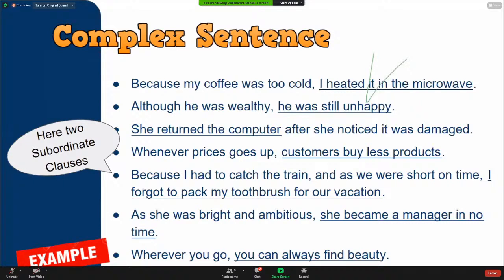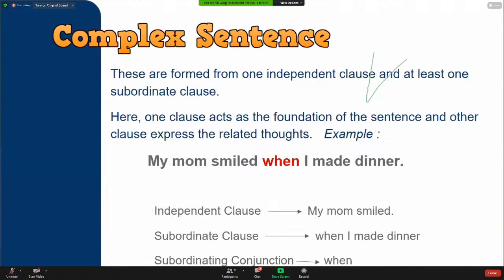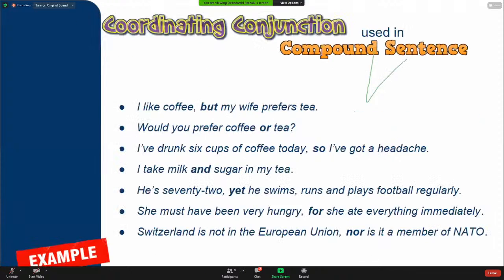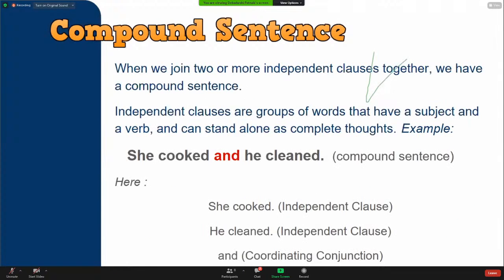Now I said you have to find whether there are 2 clauses or not. Complex sentences also have 2 clauses: one is independent, another one is dependent, which is called subordinate. But in a compound sentence, there are also 2 clauses, but both are independent.